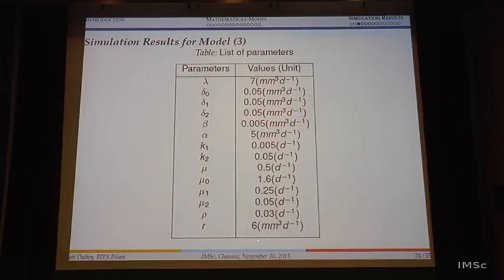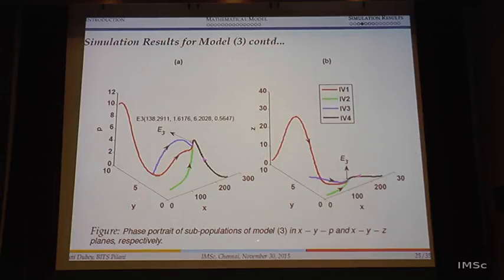And for the other two models, this is the phase portrait for the subpopulations of model 3. This is in the XY plane, and this is in XYZ space. This is a 4-dimensional model, so I have considered two different, sorry, this should be spaces, this is not plane. So different spaces I have considered for this one. Here we can see that all the trajectories are reaching E3.